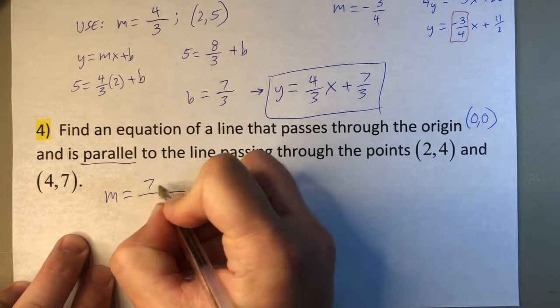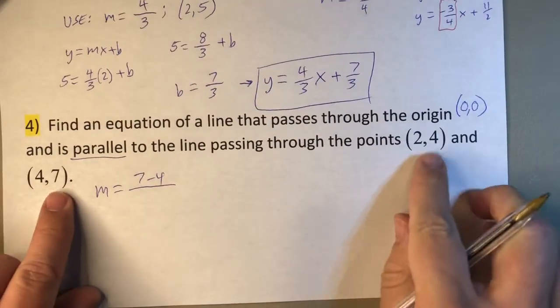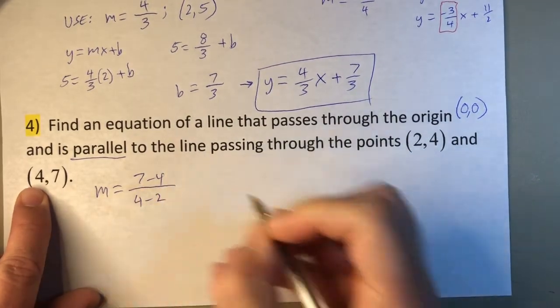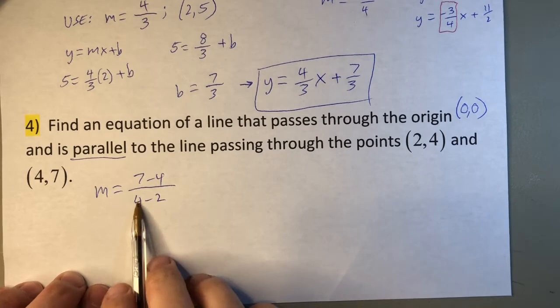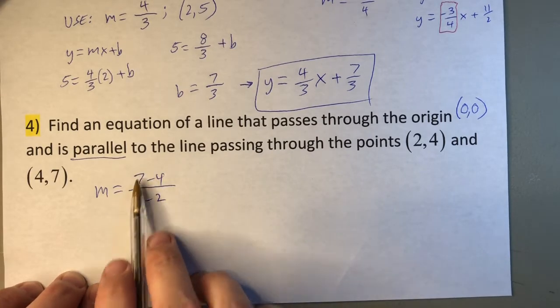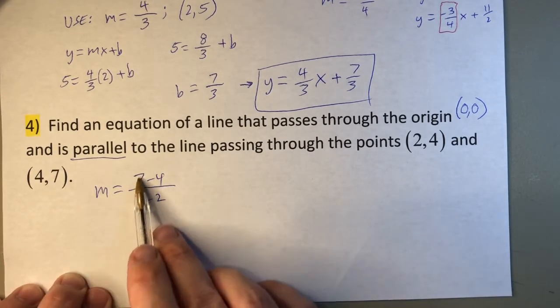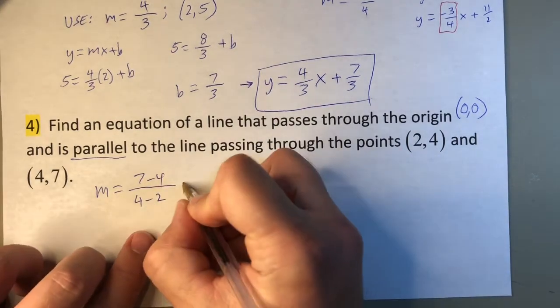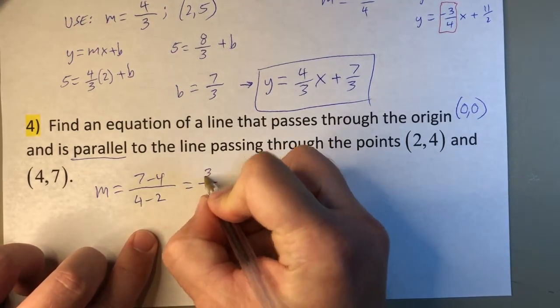Difference of the y's, 7 minus 4, over difference of the x's, 4 minus 2. Again, check your work here, check your setup. Do these two numbers come from the same ordered pair, the numbers that are aligned vertically? Yes, they do. Okay, we're good. So the slope here is 3/2.